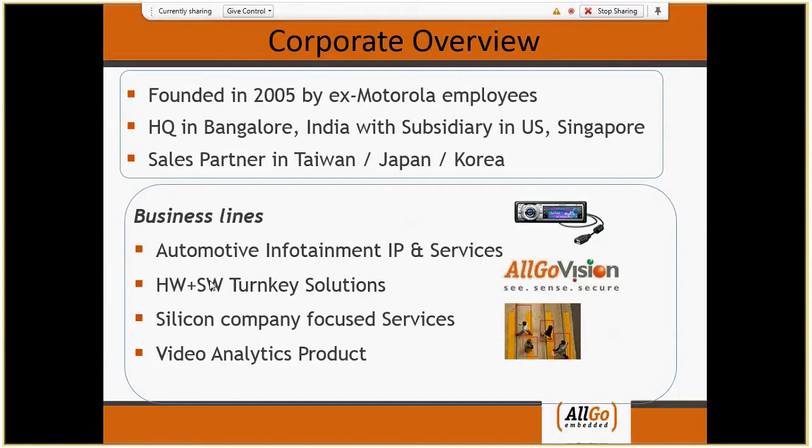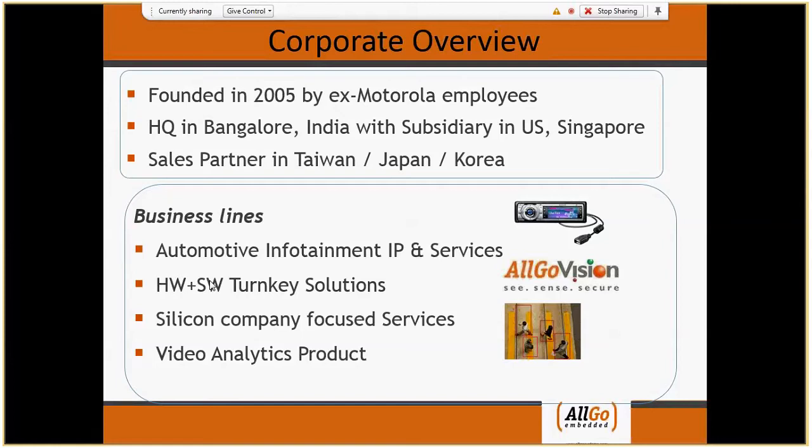We also have hardware-software turnkey solutions, where we develop products for consumer and industrial customers, both hardware as well as software. We do the design and development, we do the certification, and we also support pilot production. We take care of both BOM cost optimized hardware solutions and silicon company focused services, where we do multimedia codec development as well as middleware development like GStreamer, Android, and some of the Tizen platforms.